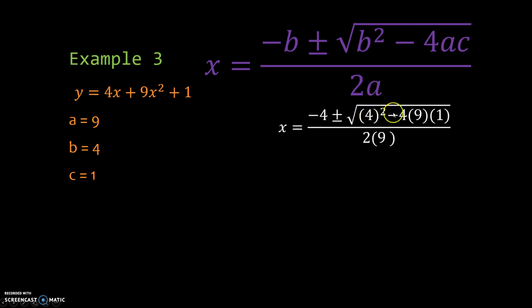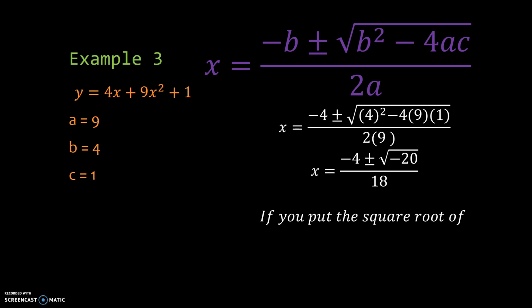Once again, I got b squared minus 4ac, so 4 squared minus 4 times 9 times 1, and on the bottom, 2 times a, or 2 times 9. So once again, we're going to simplify the square root and the number in the denominator, and I get negative 20 over 18. Next step would be to split it into two terms. But what we find here is that we have ourselves a negative 20. So if that's the case, what I want you to try to do here is type in your calculator negative 4 plus the square root of negative 20.